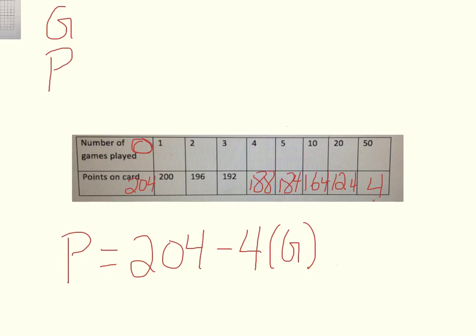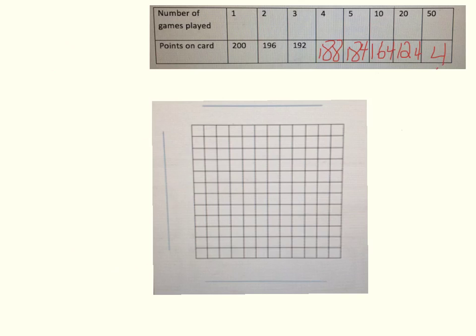The next question asks you to create a graph from this data. I've imported the graph here. I'll write my splat out on the side so I don't forget that. Remember, that was concept 3. And I need to title it.